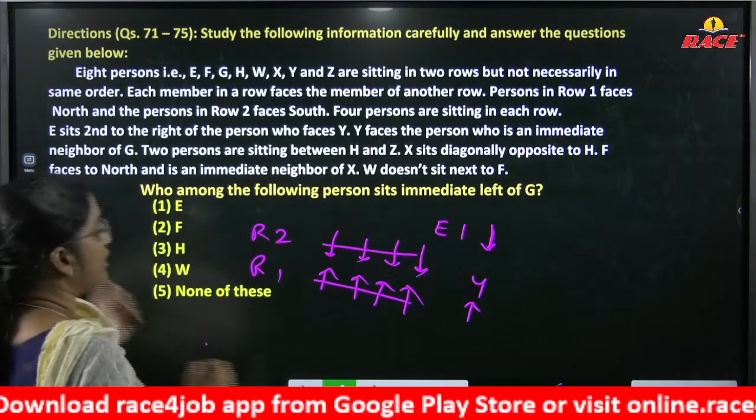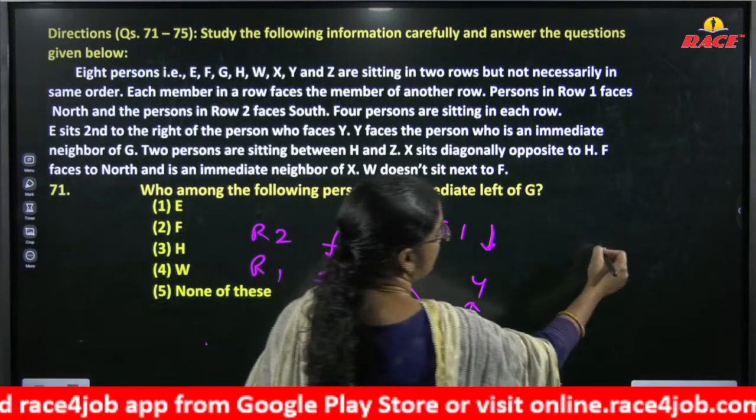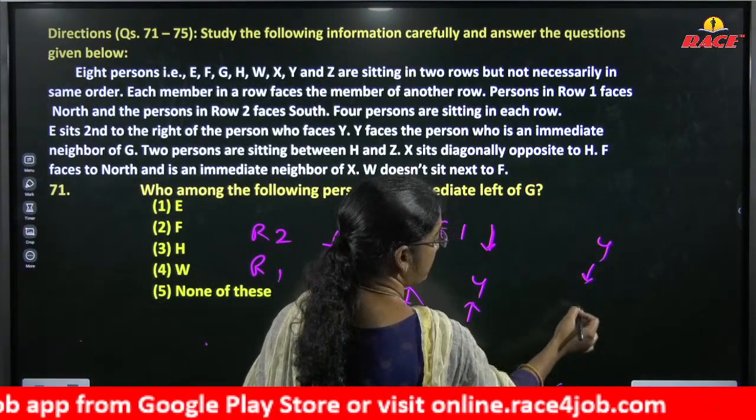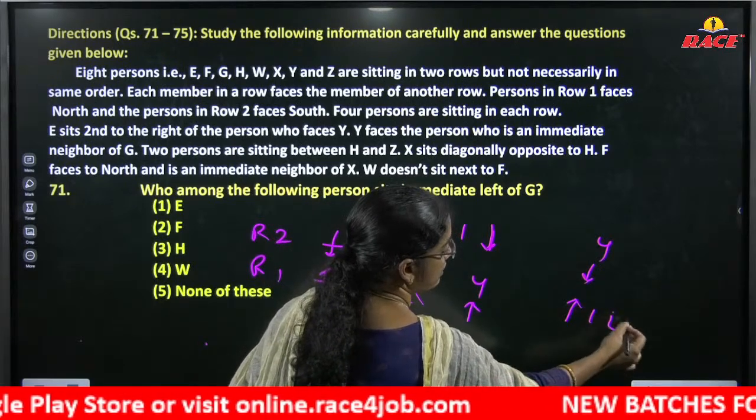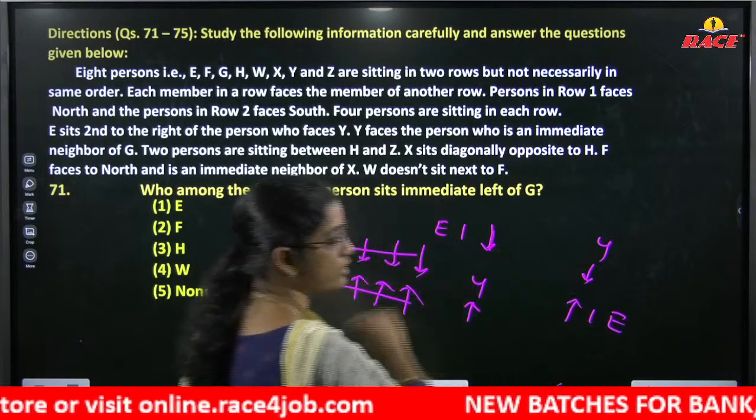Then in case Y faces south, the opposite person faces north, and E sits second to the right of that person. So here first right, second right.